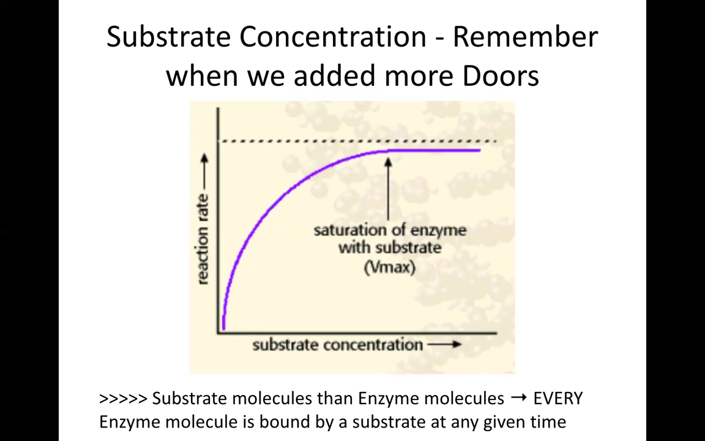Depending on the chemical reaction and the type of enzyme, that Vmax, that maximum velocity, differs. And it really only depends on the type of chemical reaction and the type of enzyme. So when the enzyme is saturated, when every enzyme is bound by a substrate molecule, we have Vmax, the maximum reaction rate.